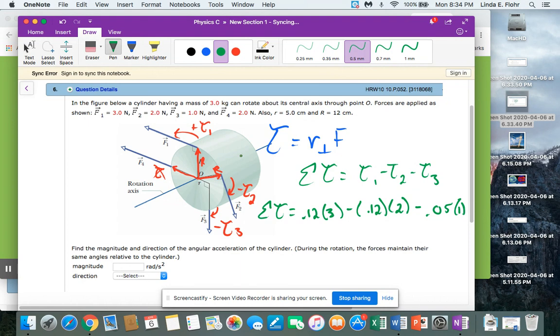so sorry. I had a request for homework number 6, rotation 2, which is basically: what's the magnitude and direction of the angular acceleration of the cylinder?